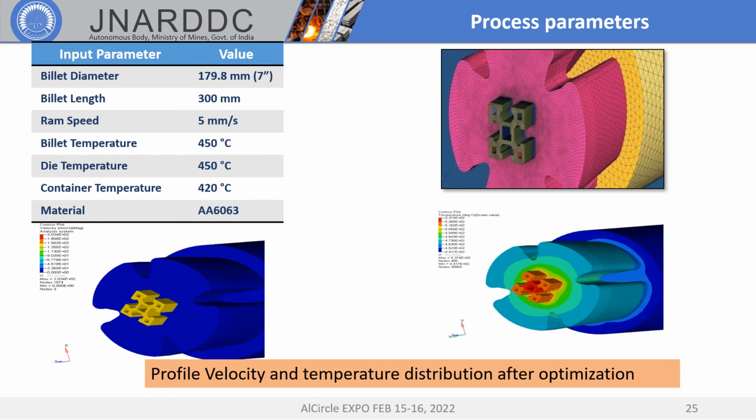The process parameters used for simulations have been shown in this slide. Initially, the die design is based on first principles, and the die design has been improved over different iterations depending upon the velocity and temperature profile obtained after the simulations. The process parameters used here: the billet diameter is 7 inch and the billet length is about 300 mm, ram speed is 5 mm per second, initial billet temperature is 450 degrees centigrade, die temperature is 450 degrees centigrade, and the container is maintained at 420 degrees centigrade. The final iterations were stopped when we achieved uniform profile velocity and also uniform temperature distribution on the profile.